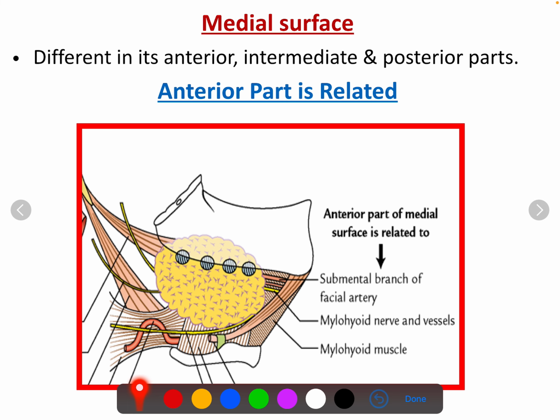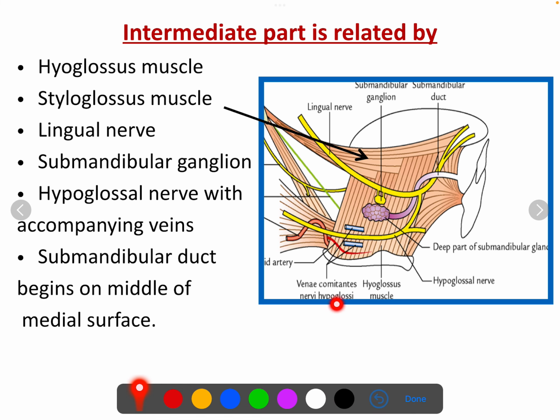And the intermediate part is related to the hyoglossus muscle, styloglossus muscle, lingual nerve with the submandibular ganglion, hypoglossal nerve accompanied by the two venae comitantes, then the submandibular duct, which begins from the middle of the medial surface.